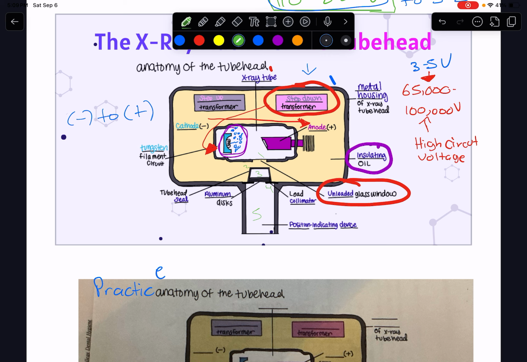So we're going to go from the window to the tube head seal to the aluminum disc to the lead collimator to the PID. And that's how they are produced.